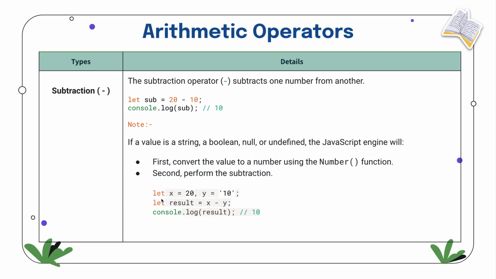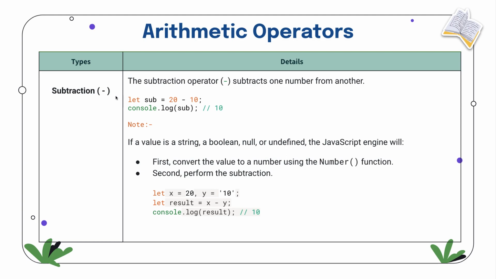In the second example you can see, let x equal 20, a numeric value, and y equal "10", a string value. If we try to do subtraction, what happens? First this string value will be converted into a number using the Number function. JavaScript has a Number function which converts any value into a numeric value. Using this function internally, it will convert this "10" from string into number. Now the subtraction will happen, so 20 minus 10 is 10.